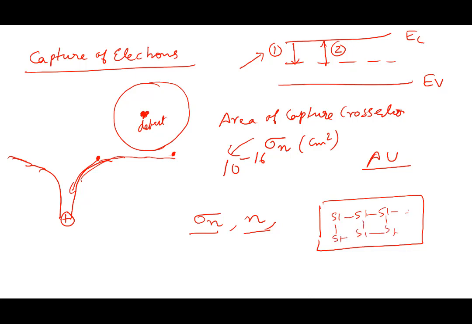And somewhere there's a defect sitting there, right? And the electrons are moving around. Now, an electron has to come close to the defect to get captured, right? If the electrons were not moving around at all, what would happen then? Let's say the electron was not moving at all. Would any capture take place? No capture will take place.